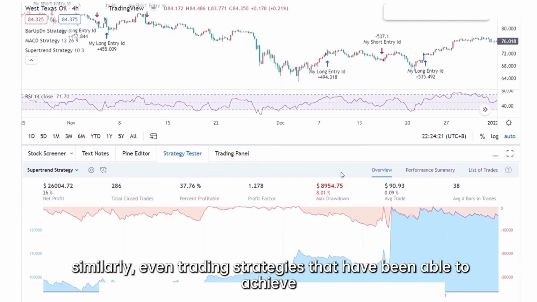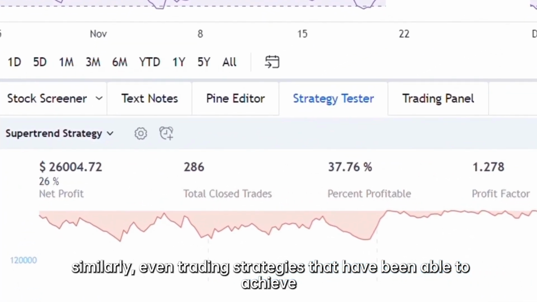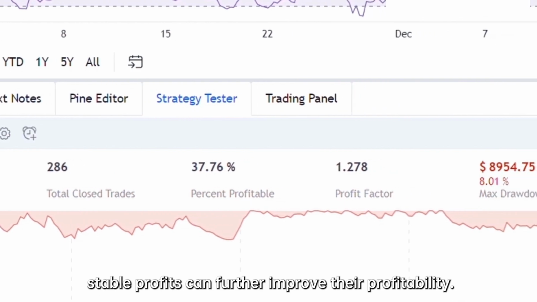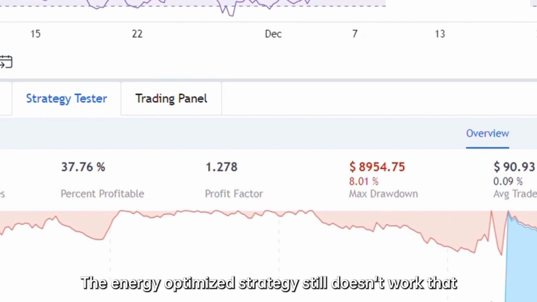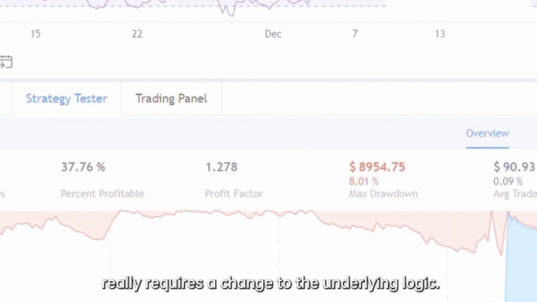Similarly, even trading strategies that have been able to achieve stable profits can further improve their profitability. If the strategy still doesn't work after optimization, that really requires a change to the underlying logic.